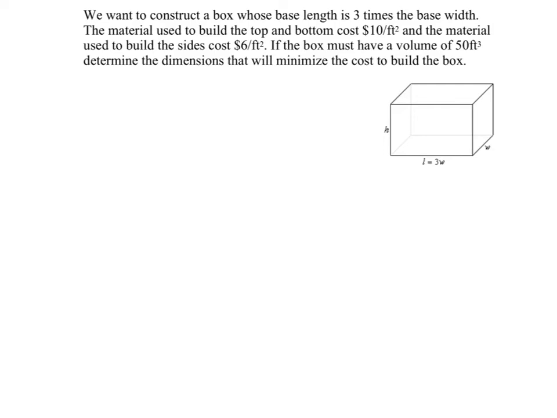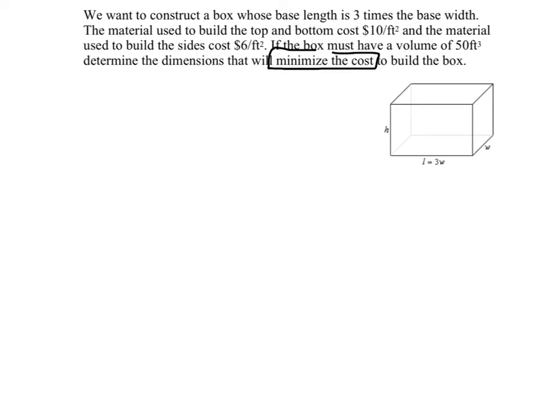In this optimization problem, we're going to construct a box whose length is 3 times the base width. The material used to build the top and bottom costs $10 per square foot. The material used to build the sides costs $6 per square foot. If the box must have a volume of 50 cubic feet, determine the dimensions that will minimize the cost to build the box. So again, we want to minimize the cost.